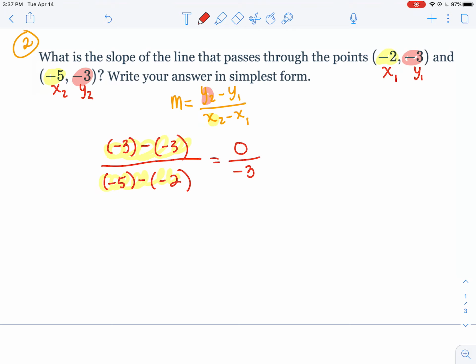Now, you cannot put the answer into Delta Math as 0 divided by negative 3. It will not give you the right answer. You have to write it in simplest form. So make sure you always simplify. 0 divided by negative 3 is 0.